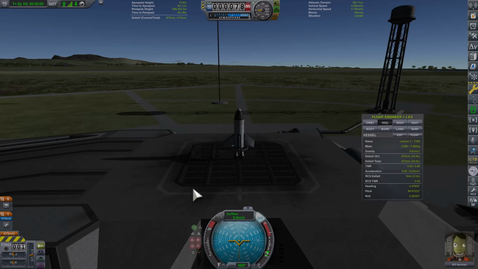So if the thrust-to-weight ratio is less than 1, that means weight overpowers thrust. In other words, you can't fly. You need thrust to overpower weight in order to launch.